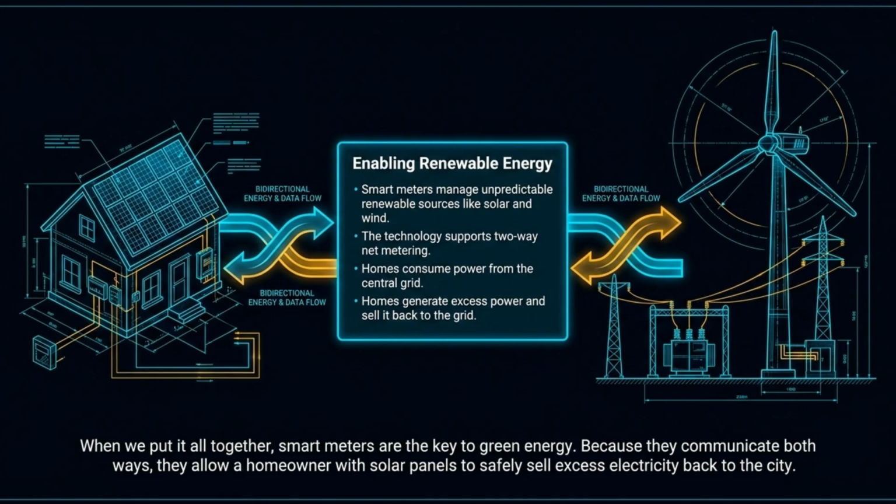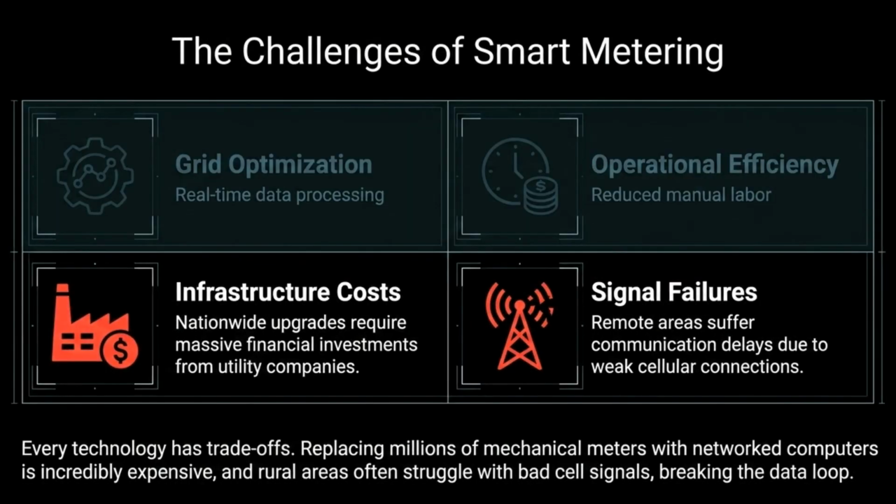When we put it all together, smart meters are the key to green energy. Because they communicate both ways, they allow a homeowner with solar panels to safely sell excess electricity back to the grid. Every technology has trade-offs. Replacing millions of mechanical meters with networked computers is expensive, and rural areas often struggle with weak cellular signals, which can break the data communication loop.